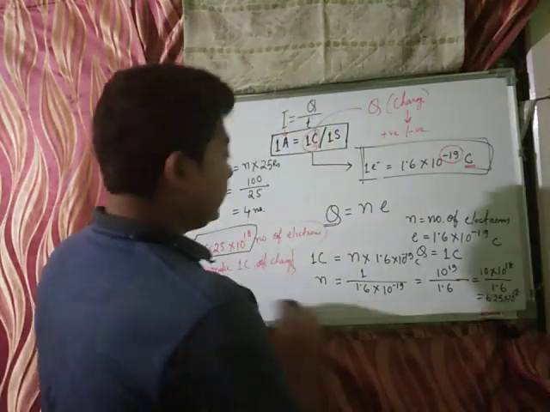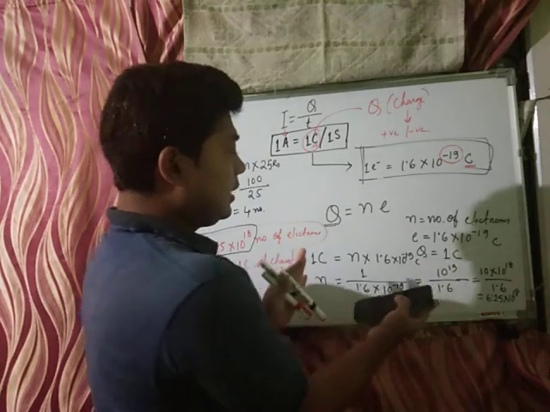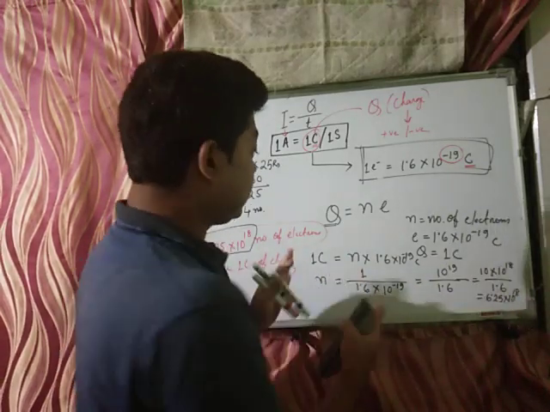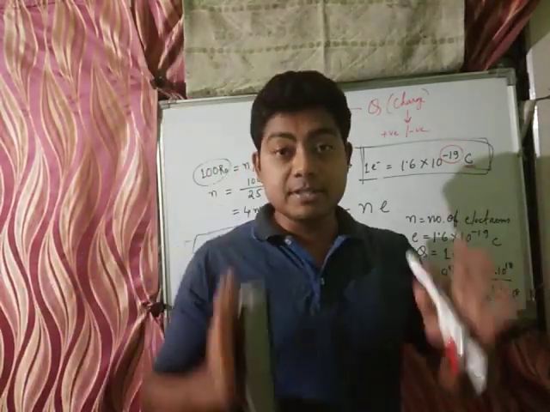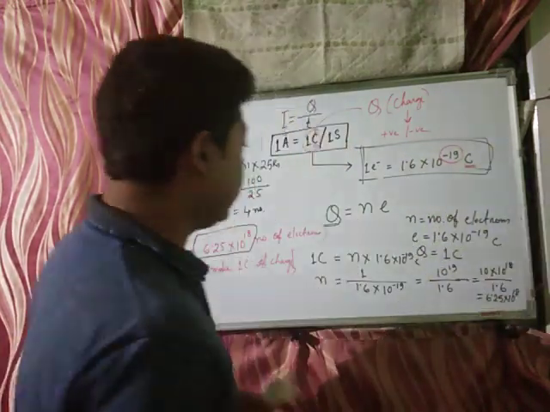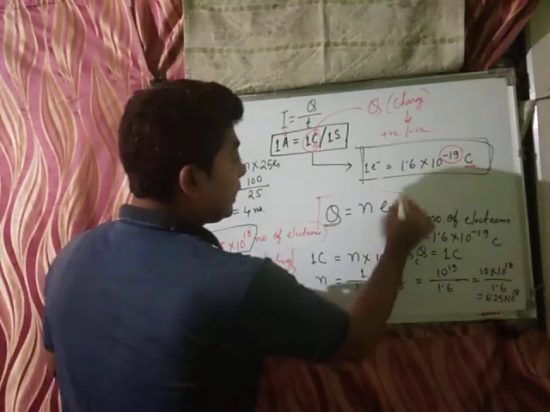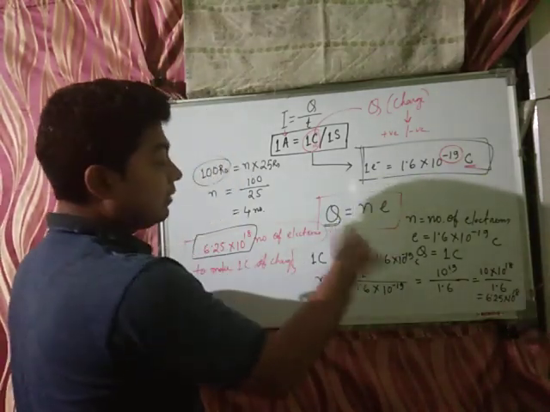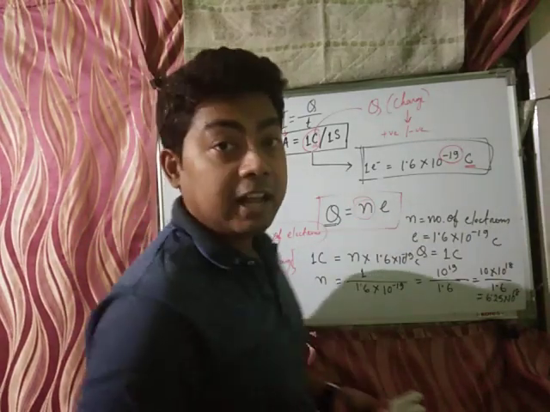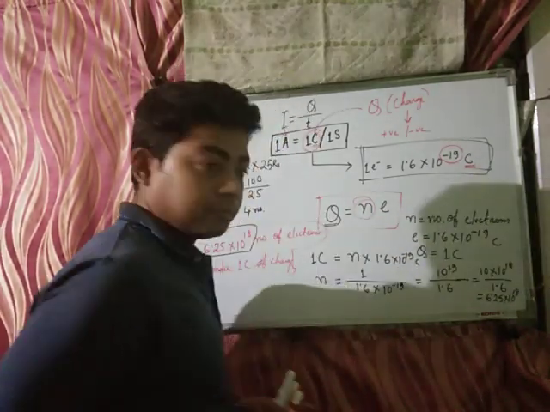Now, it is a very important question. In your book also that question is there. That means in 1 coulomb of charge, how many electrons are required? That is a very common question. You have to use that formula, Q equal to N into E. From that you can derive and determine the number of electrons.